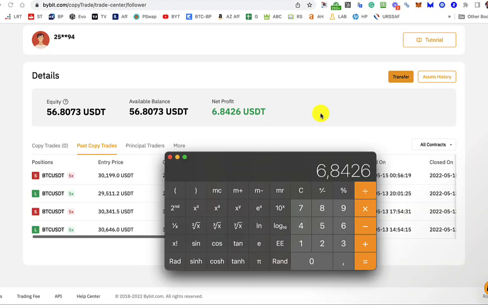Anyway, how's it all working out for me? Well, I started with $50 and I now have 56.8. So that's a profit of 6.8426. If I divide that by 50 and multiply by 100 to get the percentage, that means I'm 13.6% up in 48 hours. Now, I'm only looking for 1% increases, so that's fine.